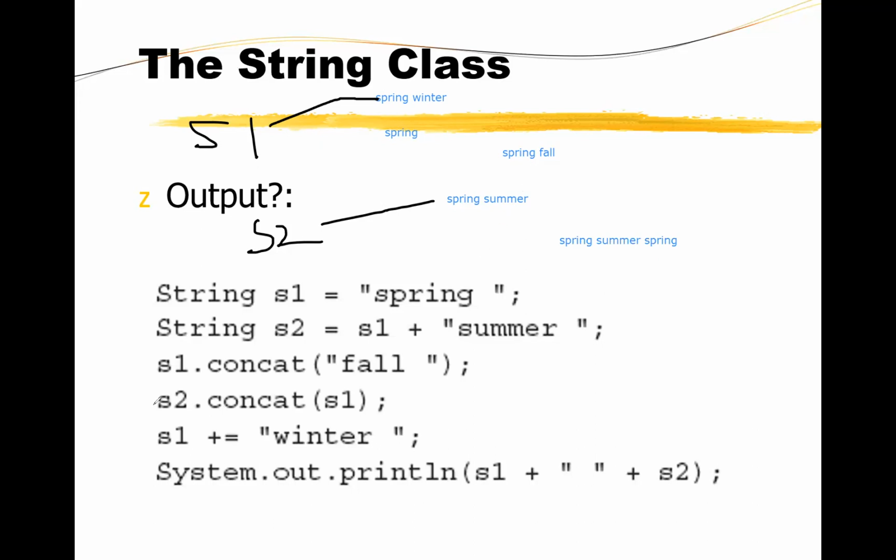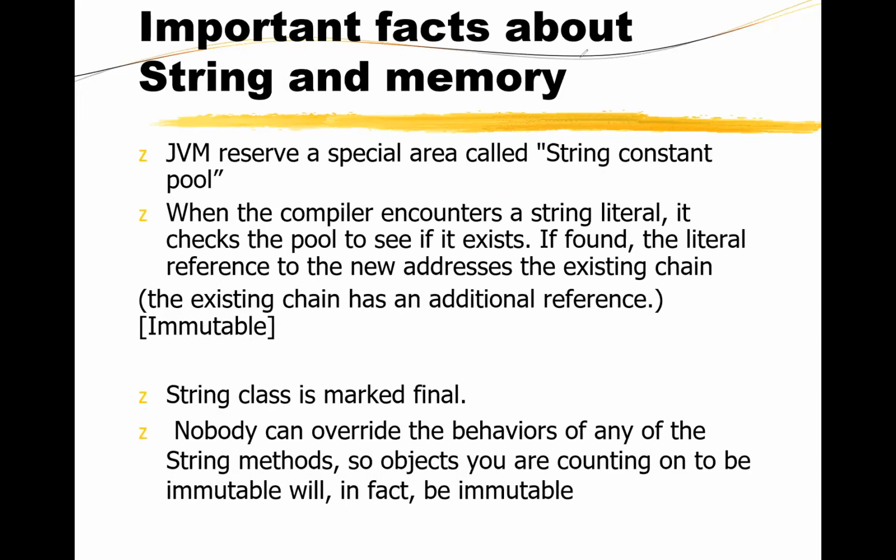Great. Okay, good. Everyone understood? Right. Then we are going to the next one. Here, remember, in Java, string objects are immutable. Remember, Java has a special area called the string constant pool.